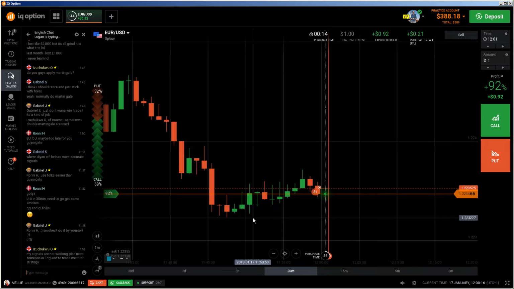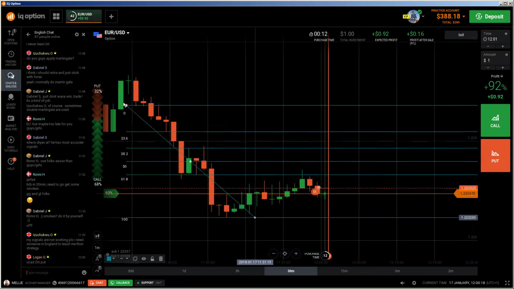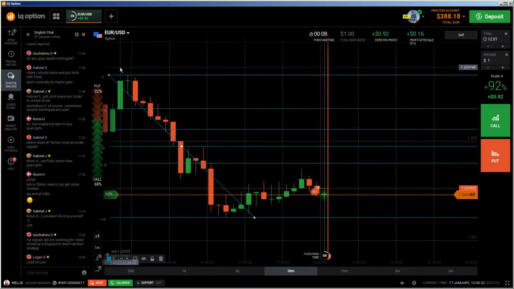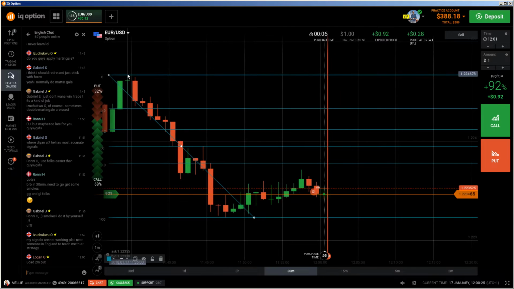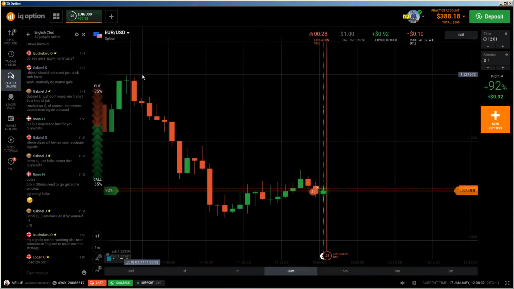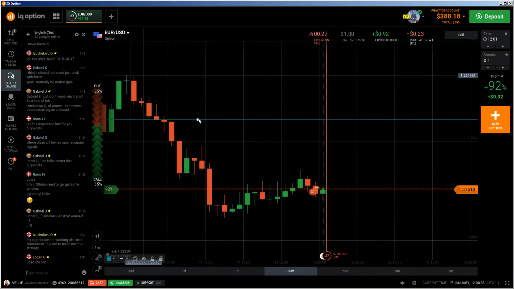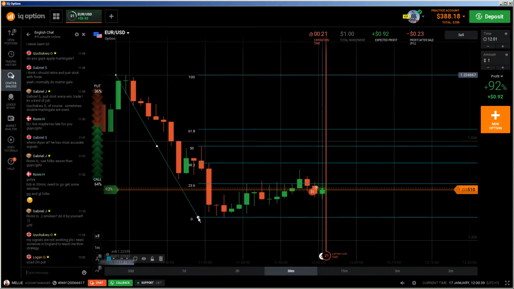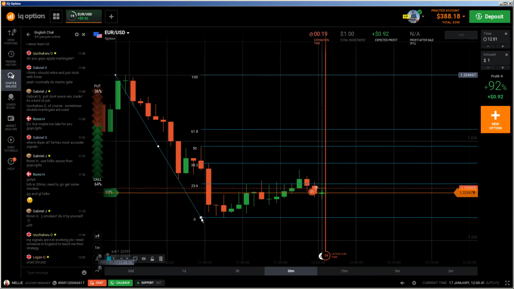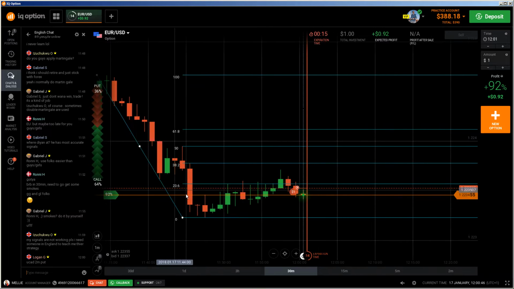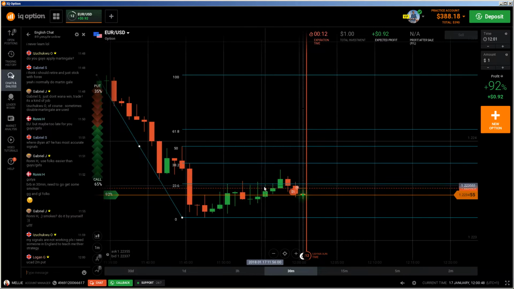You draw Fibonacci from lower low to higher high, or you draw it from higher high to lower low. There is no difference. Here it is from higher high to lower low, and you draw at the wicks. And you see how price reacts on this level here.